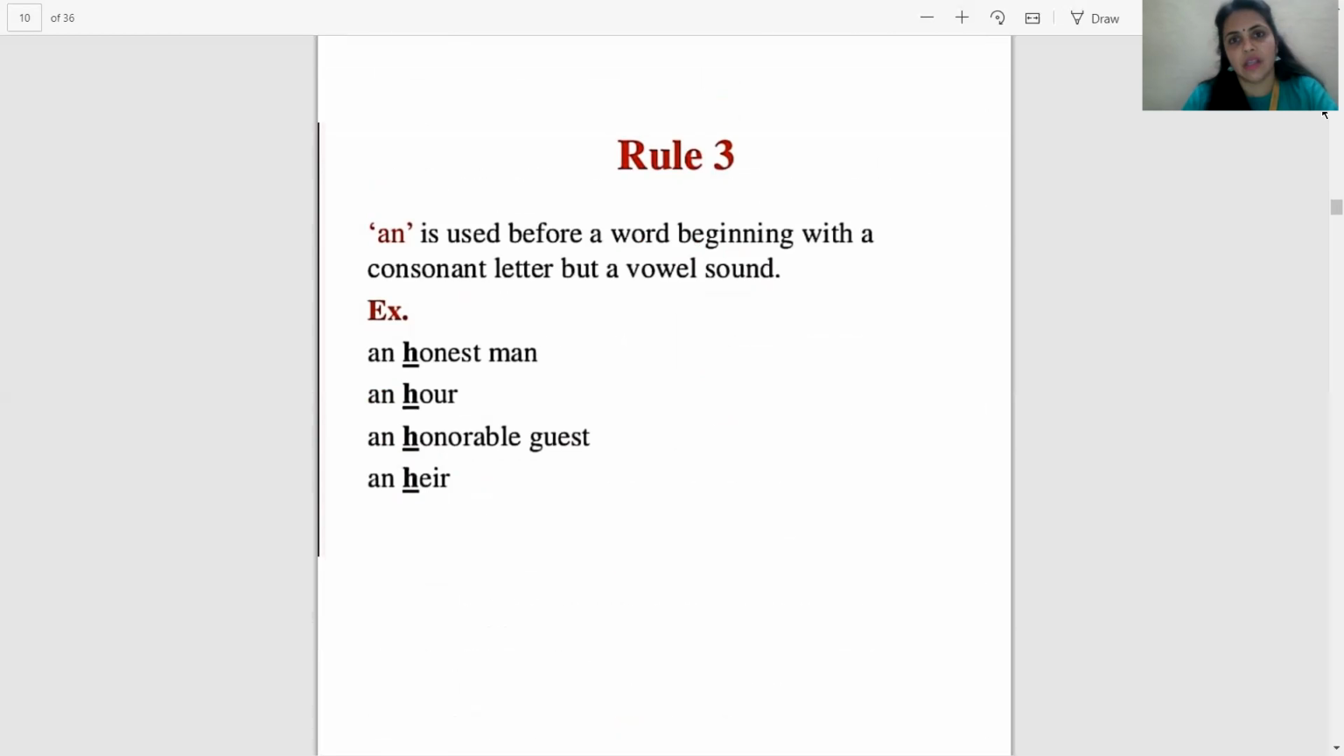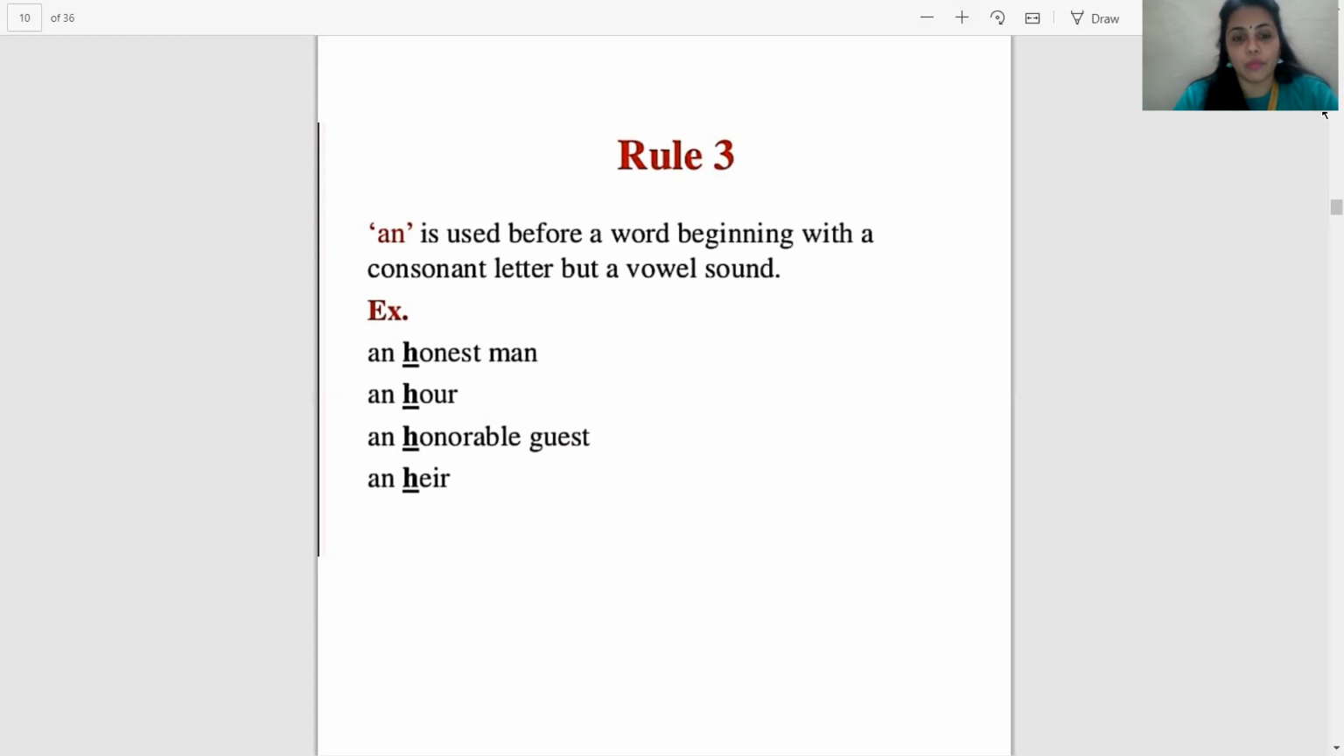Now what is a fix? Now there is a catch in rule 3. An is used before a word beginning with a consonant letter, but the sound is of a vowel. For example, an honest, an hour, an honorable guest, an heir. It's not "higher". It is pronounced as "heir".